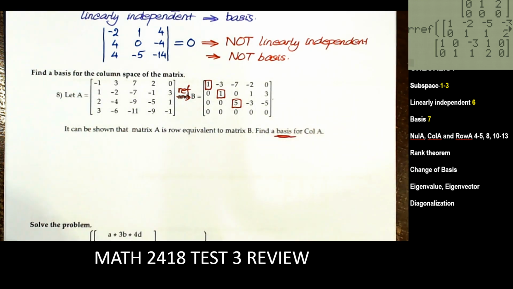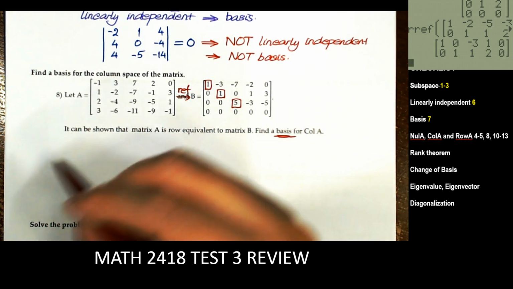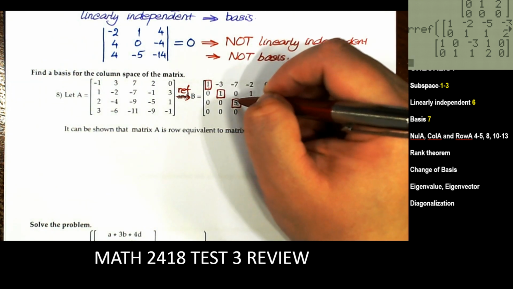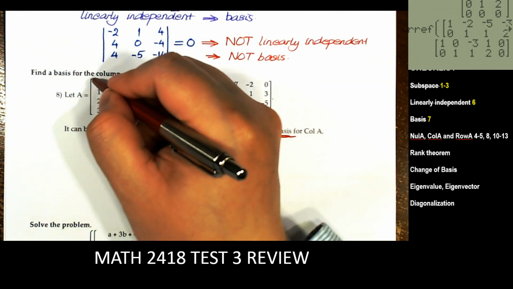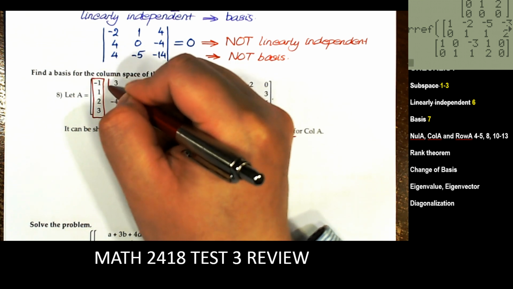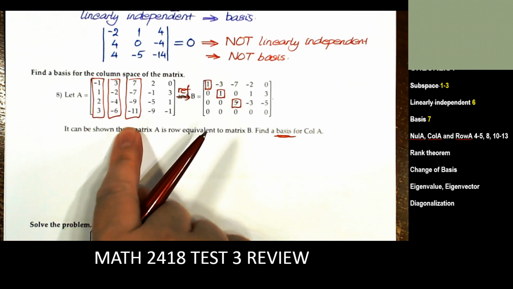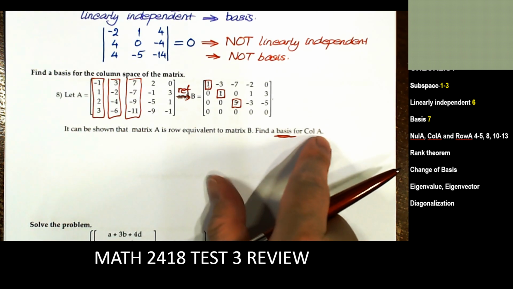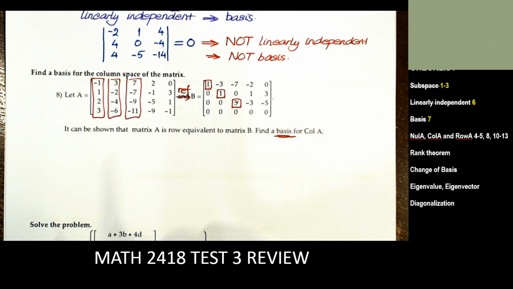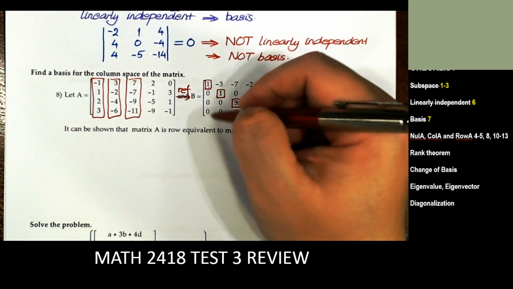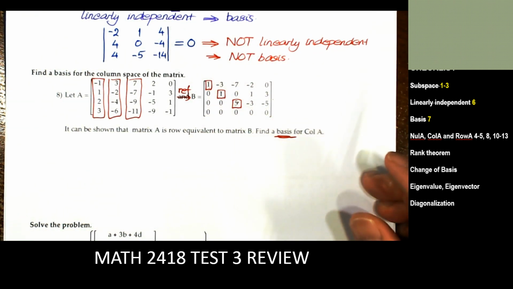Now we find the basis for the column space of A. We see that the pivots are on the first column, second column, and the third column. So we just pick the first 3 vectors. Those 3 vectors will be the basis for the column space of A. So pretty much it will be the same where the pivots are.